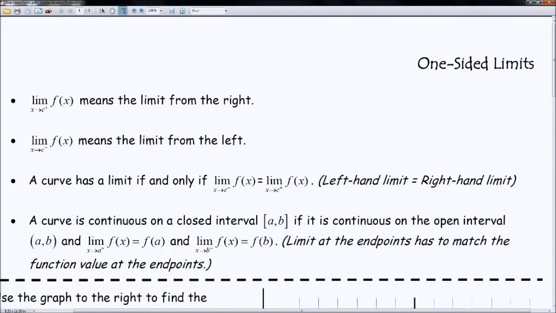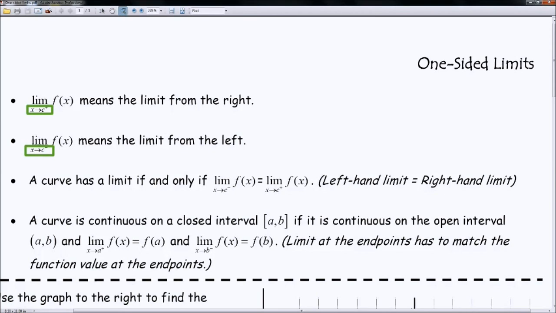Okay, today we're going to talk about one-sided limits, and we've already talked about right-hand side and left-hand side, so this should be a little bit of a review. When we're talking about the limit as x approaches c from the right, we denote that with a little plus in the upper right-hand corner. When we talk about a limit approaching from the left-hand side, as x approaches c from the left, we use a negative sign.